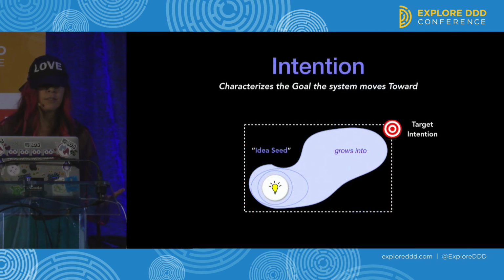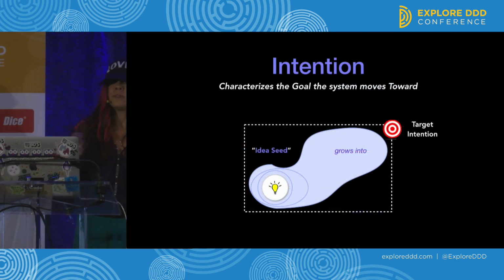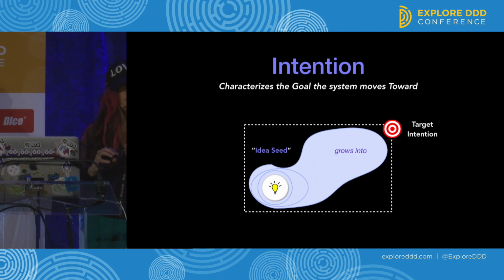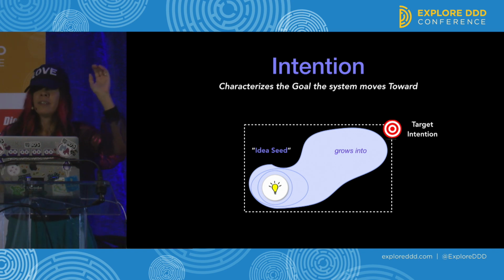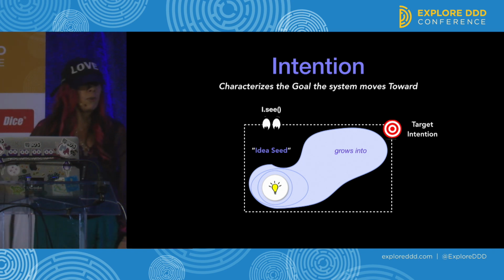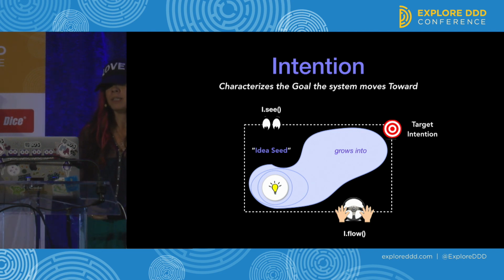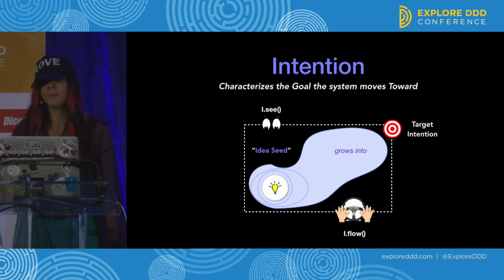So an intention characterizes the goal that the system moves towards. The way I think about this is I've got a target intention, like this box that I'm trying to fill up. And I've got an idea seed that I start with, and then I'm growing that into this intention. And so I'm always seeing and looking and observing what's going on, and then I flow in a particular direction, which I think about like a steering wheel, and I'm steering my way to the goal.